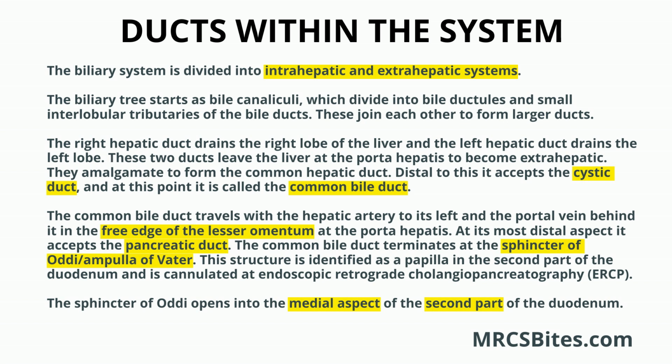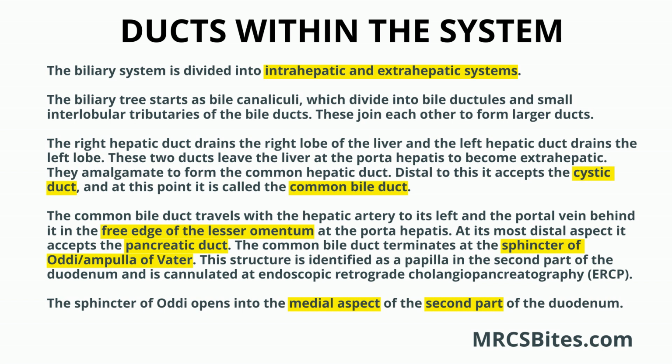The right hepatic duct drains the right lobe of the liver, and the left hepatic duct drains the left lobe. These two ducts leave the liver at the porta hepatis to become extrahepatic. They amalgamate to form the common hepatic duct. Distal to this, it accepts the cystic duct, and at this point it is called the common bile duct.